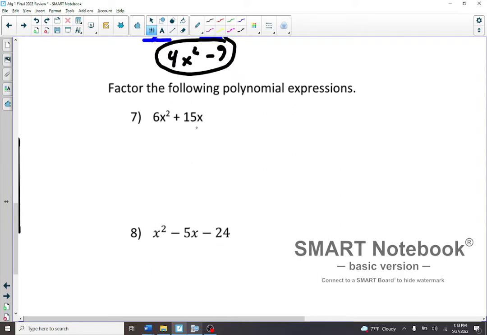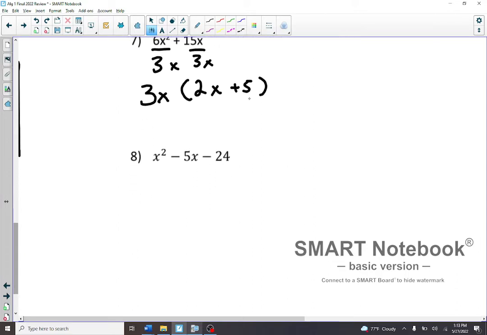Number 7, factor the following polynomial expressions. 6x squared plus 15x. So we're going to take out what's in common. Between both of these, there's a 3 in common, and there's an x in common. So we're going to put that on the outside, which means what's left on the inside is 2x plus 5 after I divide. So factoring is the opposite of distributing.